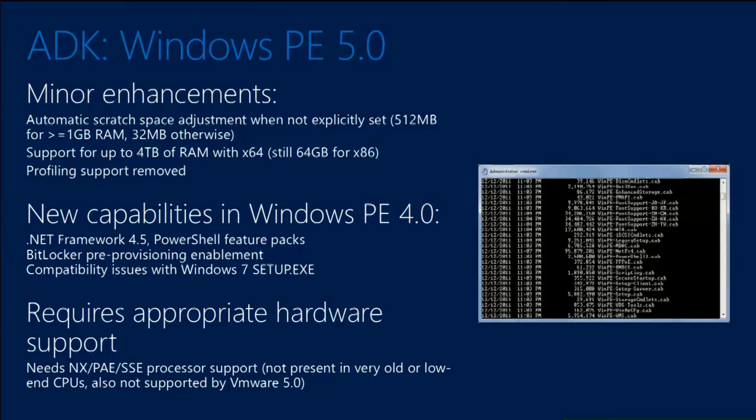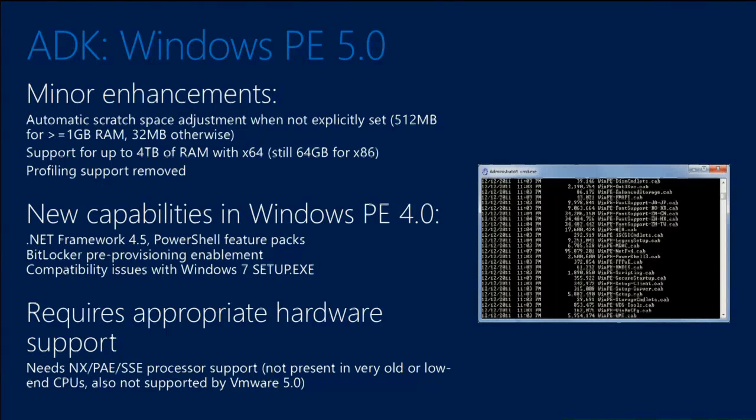Maybe that's not enough for the types of things that you want to do, so you could make that bigger. You could make it up to 512 megabytes if you wanted to. The behavior that they've made for Windows PE 5.0 is if you don't specify a scratch space size and the machine has less than a gig of RAM, it will pick 32 meg, which was the default before. If it has more than a gig of RAM, it will use 512 meg, which is the maximum scratch disk size, because it knows Windows PE needs less than 512 meg itself, so it will just use the rest of the RAM for scratch space.